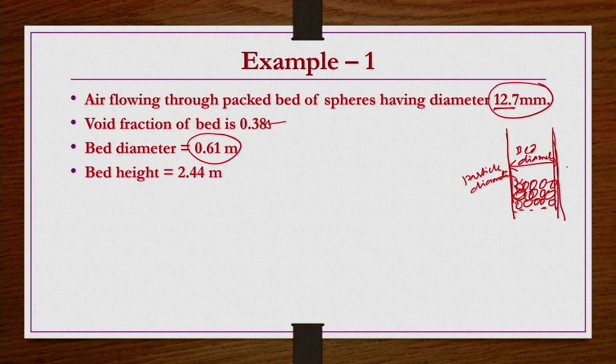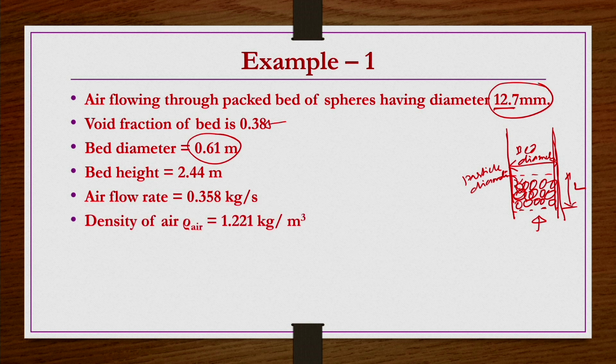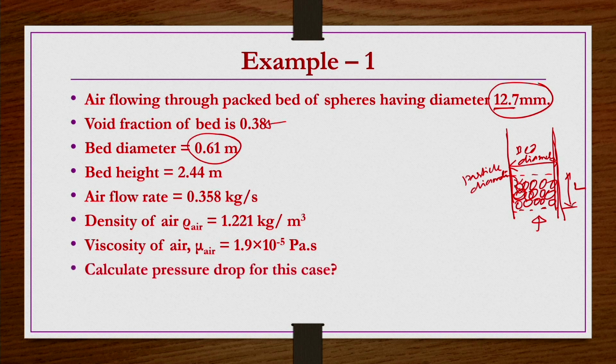Bed height L is the packing height; let us say you packed up to this part. So, the packing height is L, not the length of the entire column. 2.44 m is the packing height, and air is flowing through this bed at 0.358 kg per second. The volumetric flow rate is not given, the mass rate is given. The density of air is 1.221 kg per meter cube, and the viscosity of air is 1.9 into 10 power minus 5 Pascal second. Calculate the pressure drop.